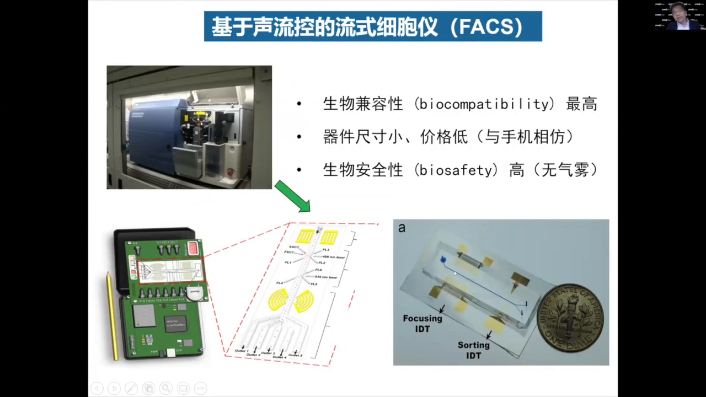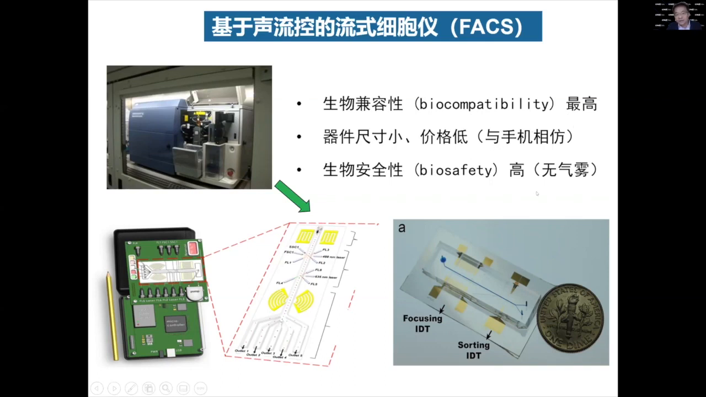So here we are using acoustic wave to focus instead of the hydrodynamic force to focus the particles. We are also using acoustic wave to deflect the particles into different outlets rather than electrostatic force. By doing this, we can reduce the flow rate by 10 times and reduce the voltage by 1,000 times, and still achieve the same throughput. So by doing this, our biocompatibility is, we think, the highest.